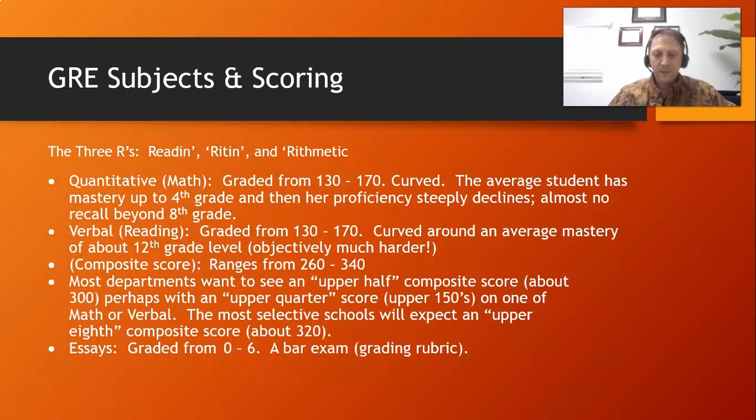So since this exam is designed so that the average student will score about 150 and will get approximately half the questions right, what is the average student? Well, it turns out that the average adult, graduate student, applicant, has a pretty limited mastery of mathematics.